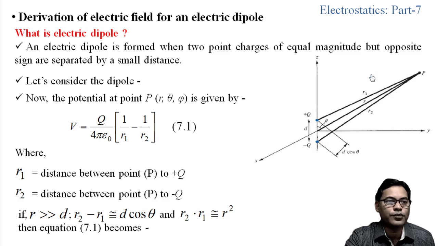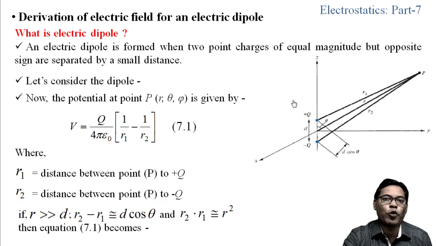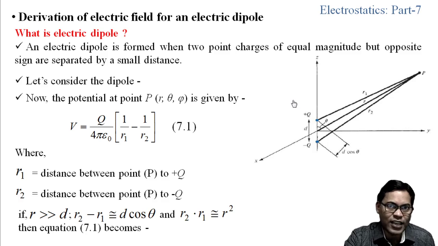So whenever we are going to derive the electric field intensity for an electric dipole, the first question, obviously, is what is an electric dipole. The electric dipole is formed when two point charges of equal magnitude but opposite sign are separated by a small distance. Then we can say the arrangement is called the electric dipole.